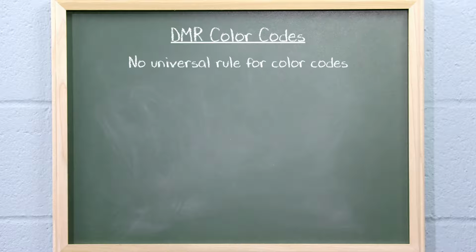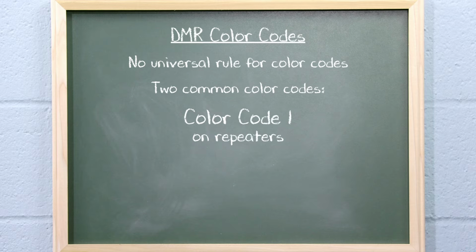There's no universal rule for color codes, but two common color codes are color code 1 on repeaters and color code 0 on simplex channels. The important thing is that your radio matches whatever the system is using.